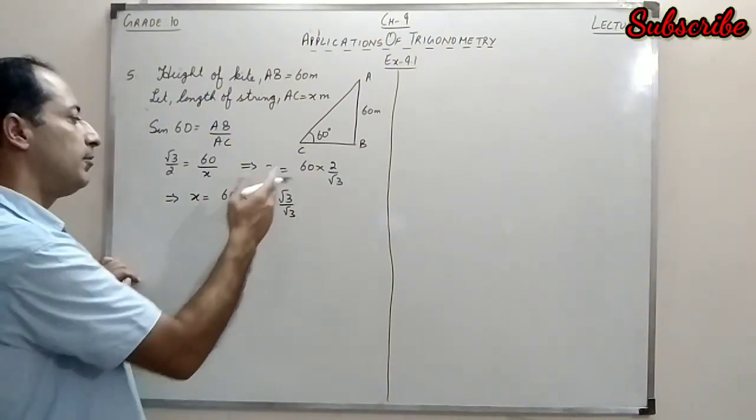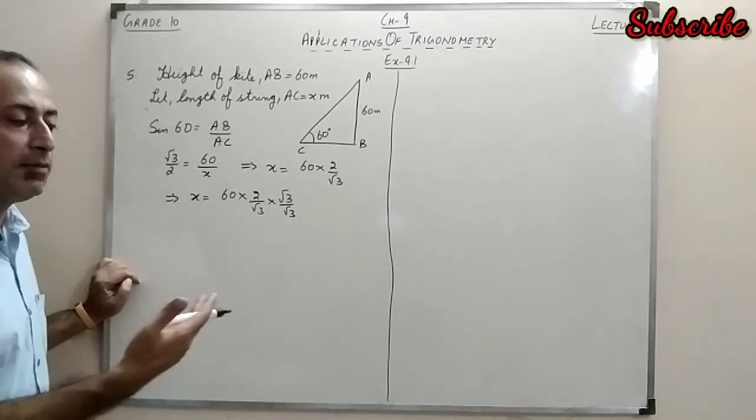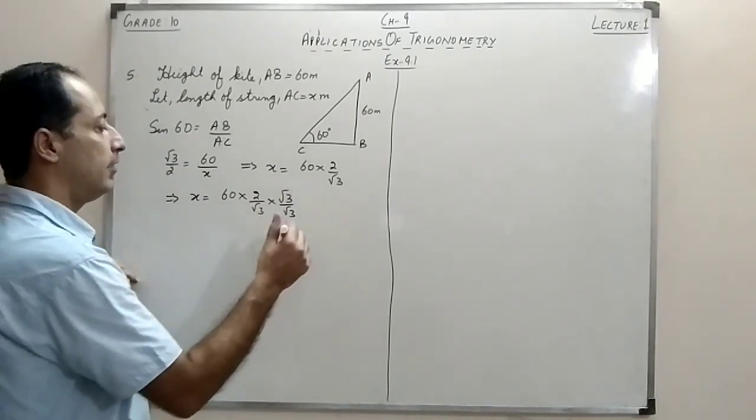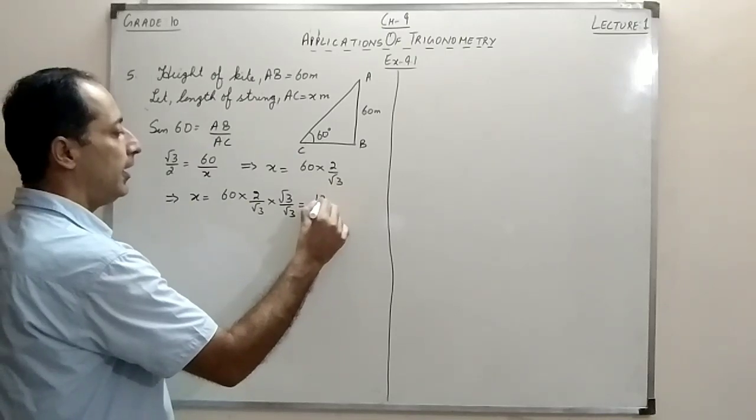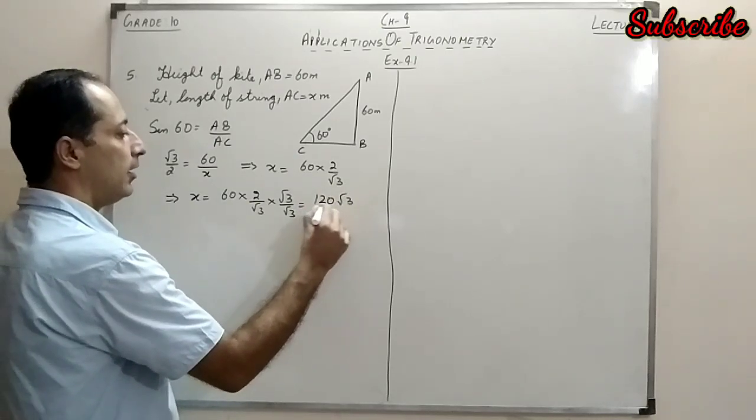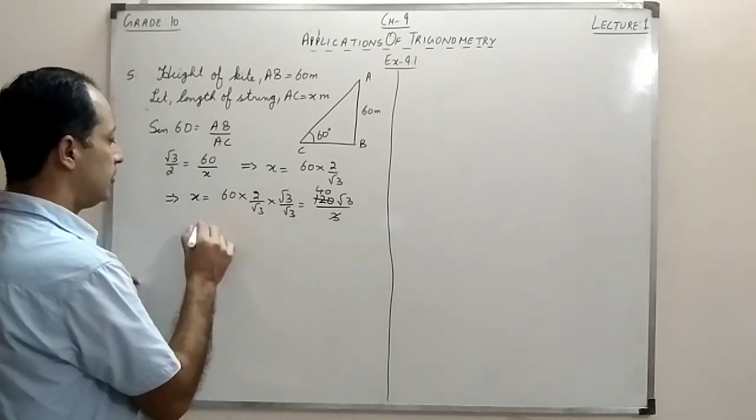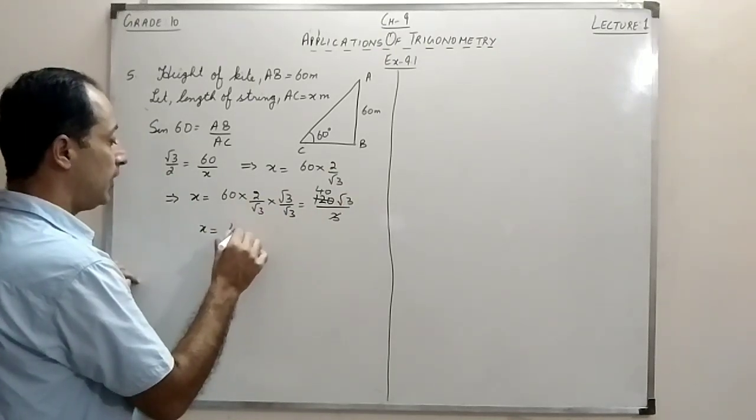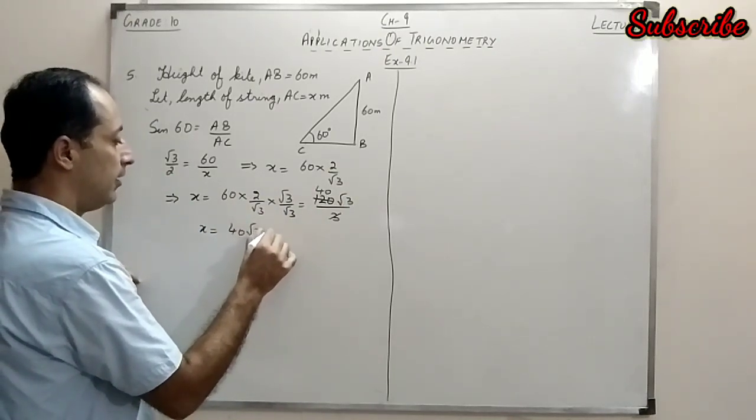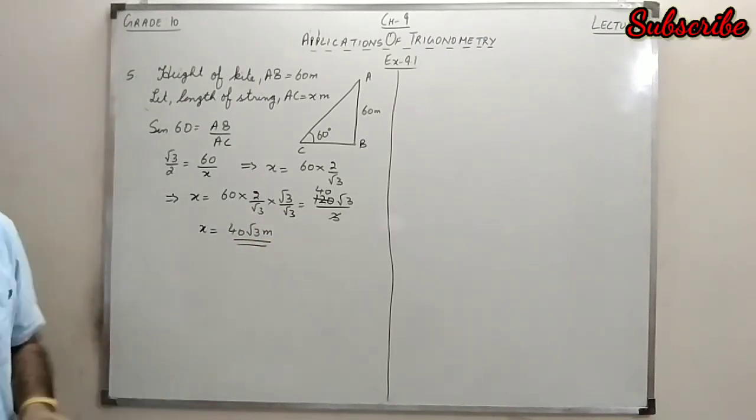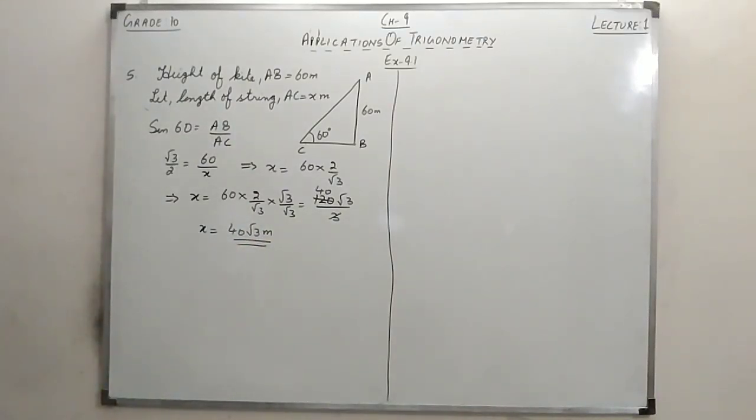Right? So it's a monomial term. You can multiply for rationalizing, multiply with the same term. So this is 120 root 3 upon 3. So we cancel it out. What we get? 40. So the length of string that comes out to be 40 root 3 meters. Right? Let's go to the next question now.